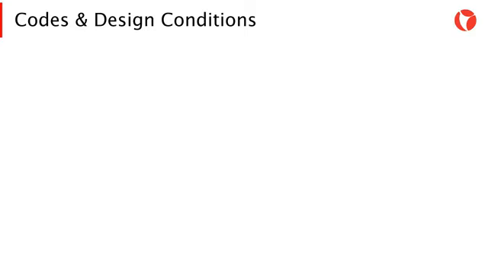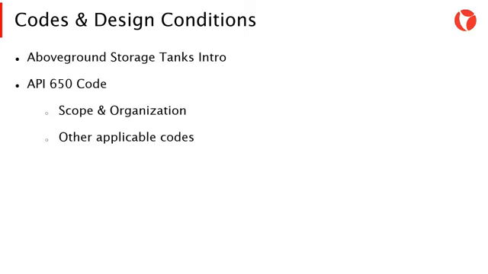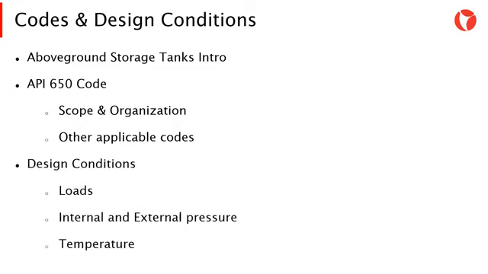Contents included in this lesson are Above Ground Storage Tanks Intro, API 650 code, covering the scope and organization, and also covering other applicable codes. Next, design conditions, including loads, internal and external pressure, and temperature.